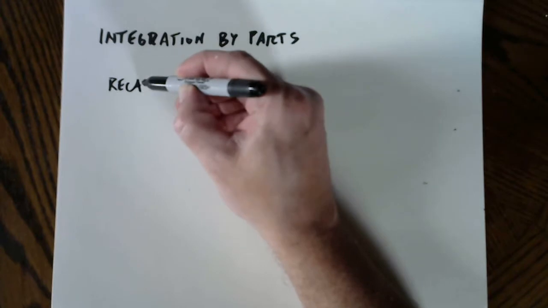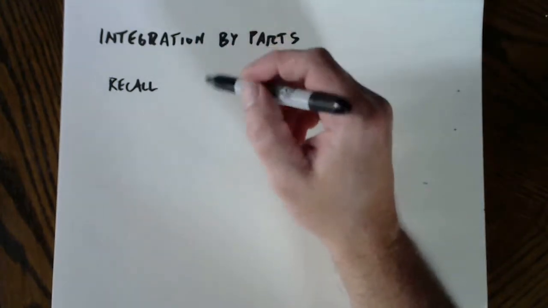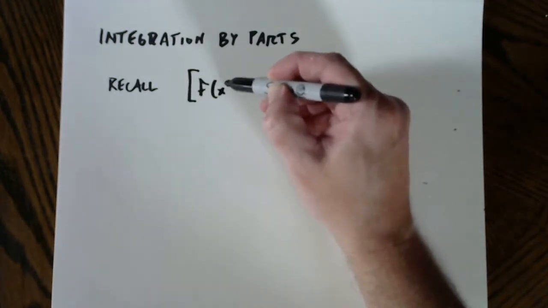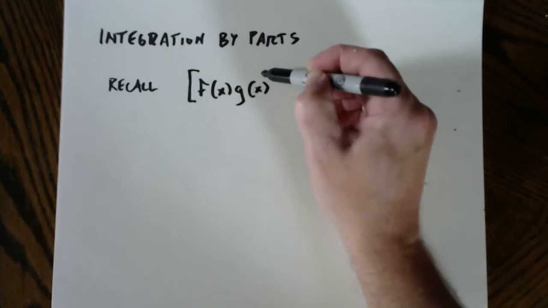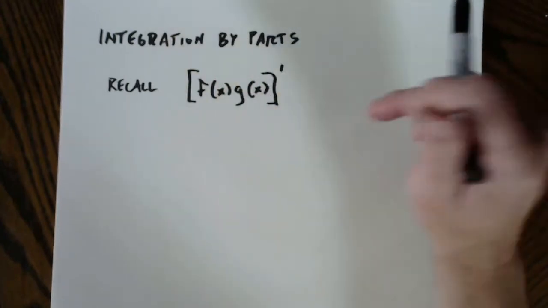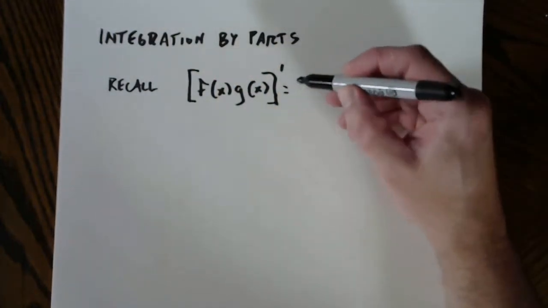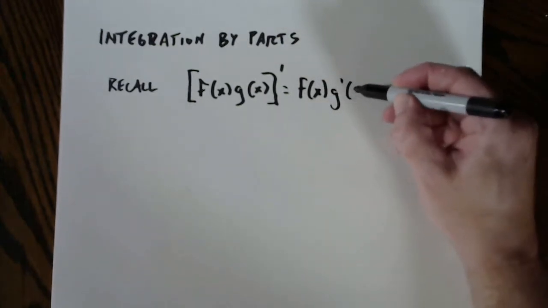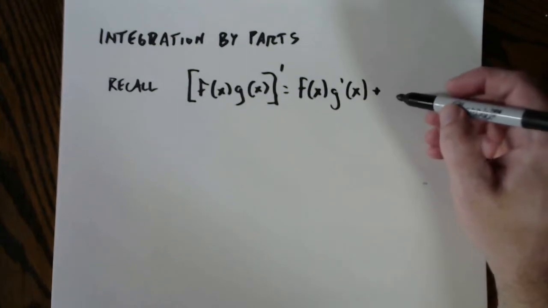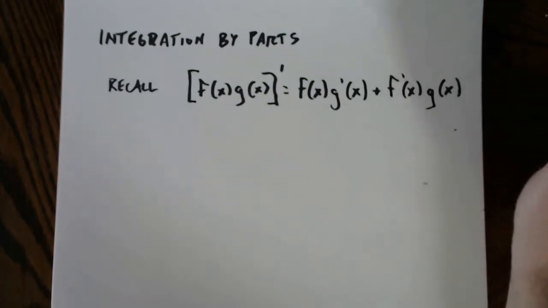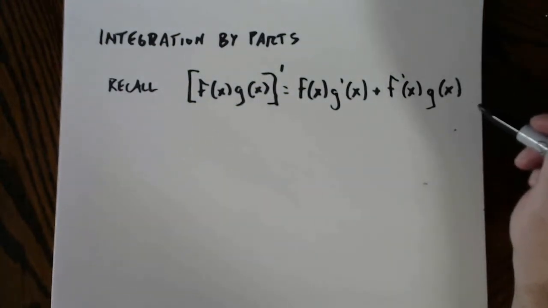Okay, so let's go back to Calc 1. Let's do this. What do I have here? I have a product, right? If I were to take the derivative of a product, I would invoke the product rule. First, derivative second, plus second, derivative first. I'm going to choose to write it this way. Okay?